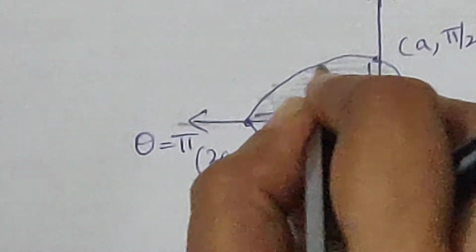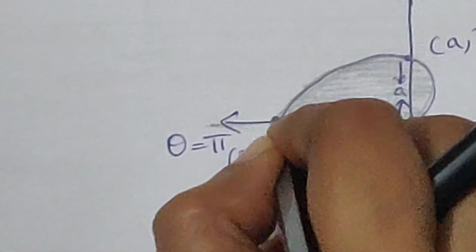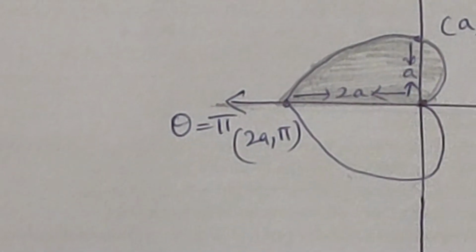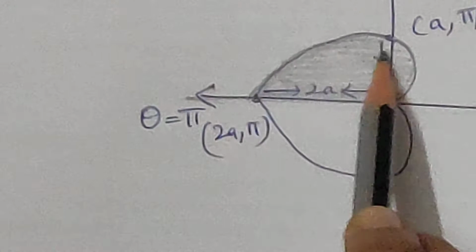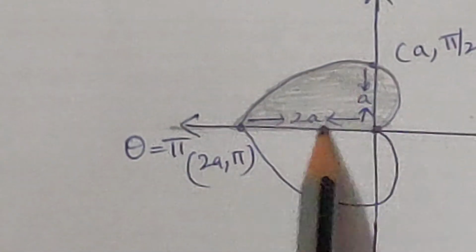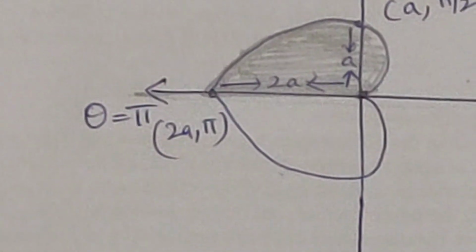Over this shaded part, we have to evaluate the double integral over the region bounded by the cardioid above the initial line. Above the initial line means the region bounded by the cardioid above the initial line. In this shaded part, we have to evaluate the double integral.